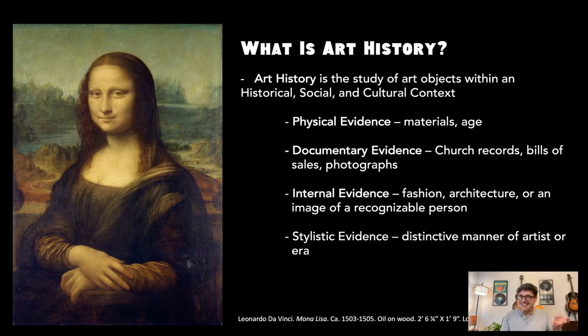We will see that they paint themselves into the painting, or people like Jan van Eyck often do this, right? So maybe there's a little bit of ego involved in art, maybe a little bit more than just a little bit. And then stylistic evidence, the distinctive manners or art styles of that particular era.